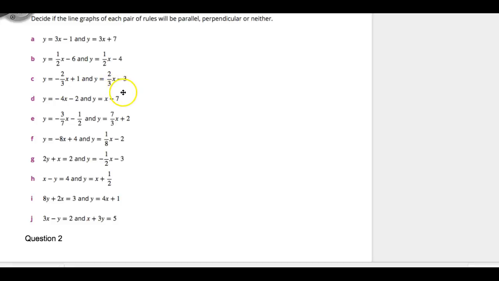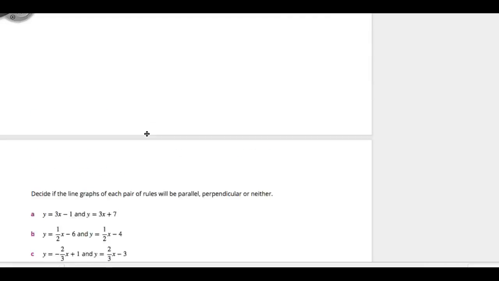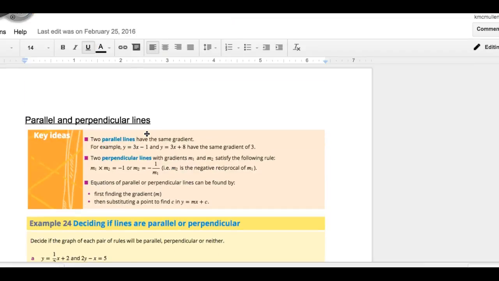Okay, can you see any just by looking? I can't. These ones down the bottom that aren't in the form y equals mx plus c, you need to get them in the form y equals mx plus c before you actually decide whether they're parallel or perpendicular. And we'll cover that in a second. All right, let's go back up to perpendicular lines.